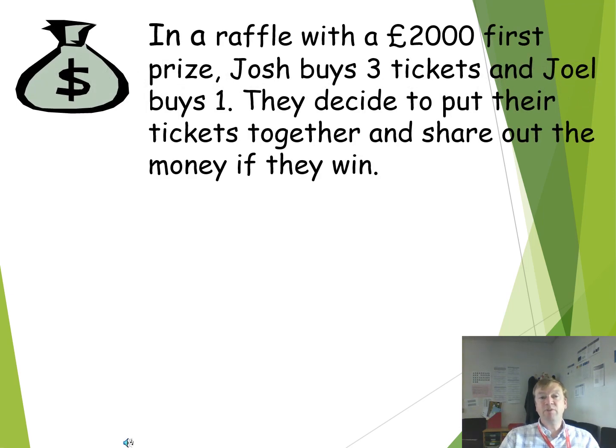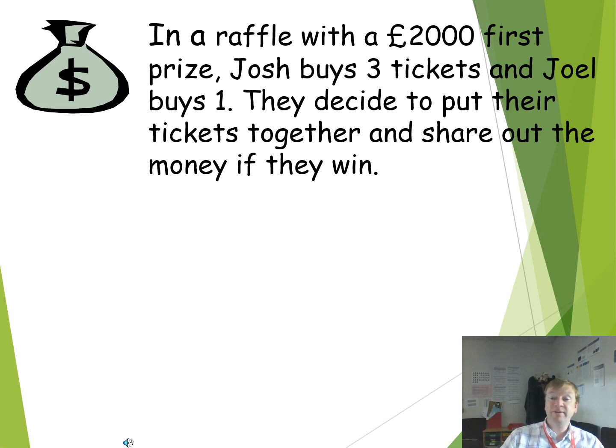Okay, here's our first problem, all about sharing using ratio. So let's read the question through first of all. In a raffle with a £2,000 first prize, Josh buys 3 tickets and Joel buys 1. They decide to put their tickets together and share out the money if they win. Well, I think you'd agree that it wouldn't really be fair to split it 50-50, £1,000 each if they win, because Josh has spent more money on tickets, he's bought 3 and Joel's only bought 1. So they've got to divide the winnings up in a fair way.